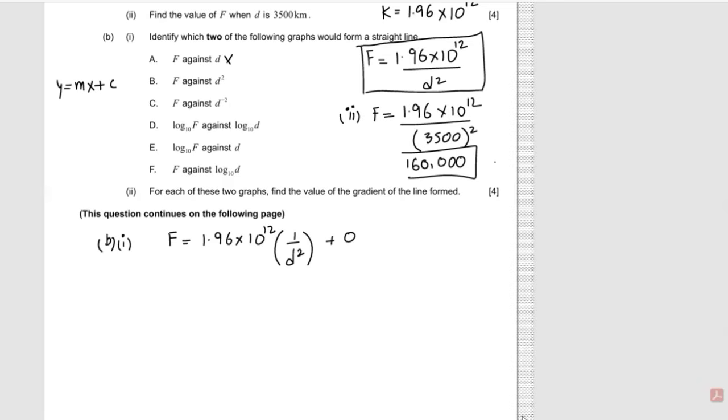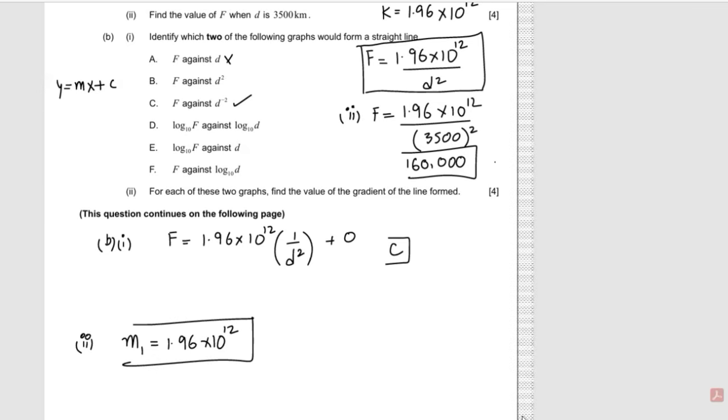You can see that this should be the gradient in d to the power. Oh, this works. Come on, part C, it works. F against d to the power minus 2, because you can see the gradient terms in the next part, I think they're asking for the gradient. So C works. And for the second part, we can say that the gradient 1 will be 1.96 into 10 raised to power 12, right? Yes, I'm doing both parts in the same way.